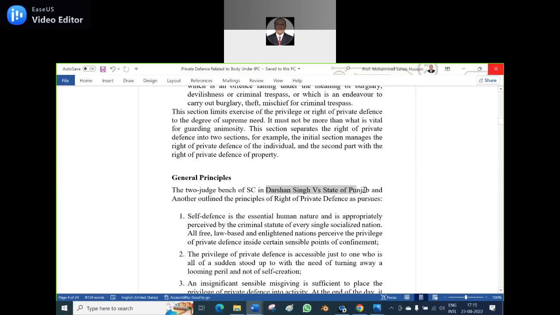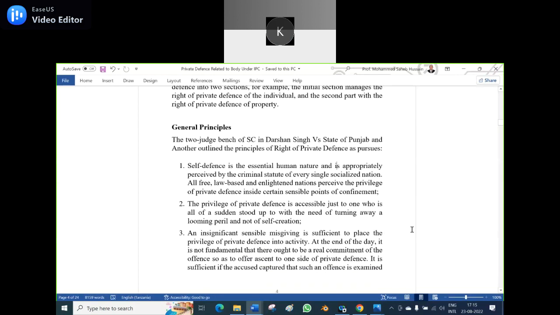In the case of Darshan Singh versus State of Punjab, the Supreme Court outlined the principles of the right of private defense. So, in what circumstances can this right of private defense be pursued? This is the famous case law Darshan Singh versus State of Punjab, in which the Supreme Court gave some guidelines. The first one is that self-defense is essential human nature and is appropriately recognized by the criminal statute of every single civilized nation.